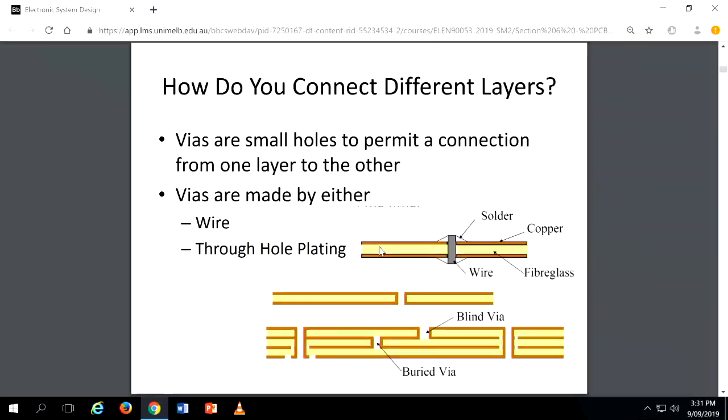How do you connect different layers? When you make a multi-layer PCB, vias are small holes that permit a connection from one layer to another. Because when you have multiple layers, you have to connect them together; this layer should be connecting to that layer, so we use vias. Vias are made by either wire or through-hole plating. So when you see a via in the PCB, it is made by through-hole plating.